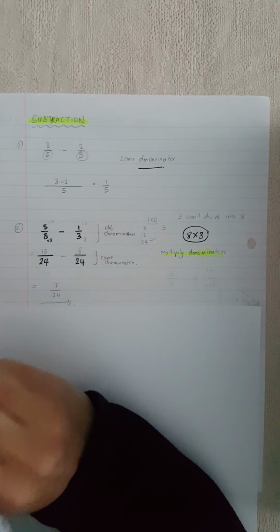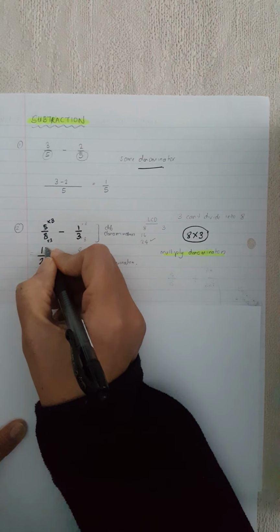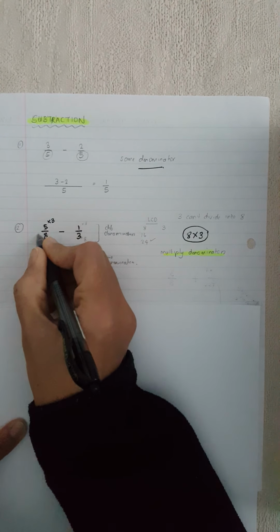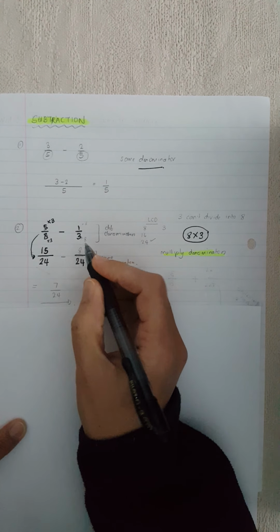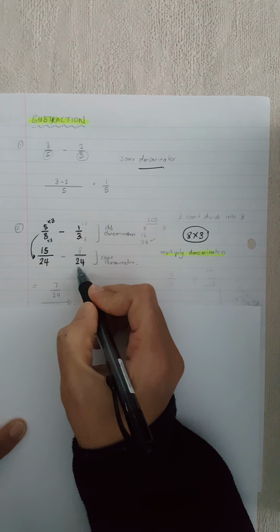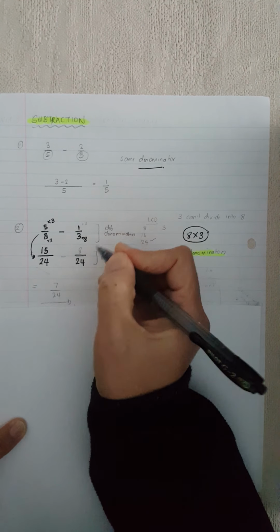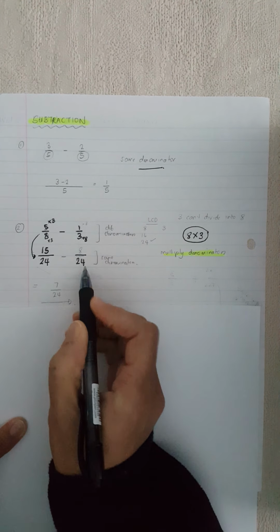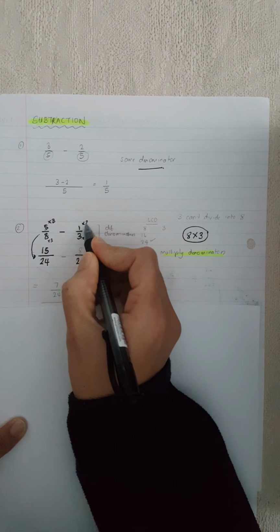So what should I do to my numerator? I'm going to multiply my numerator by 3, and my answer is 15 over 24. I've changed that to an equivalent fraction. Now I need to do this on this side here. If I want to get to a denominator of 24, I have to multiply 3 by 8. So 3 times 8 is 24. So what must I do to the top part? I'm going to multiply it by 8.